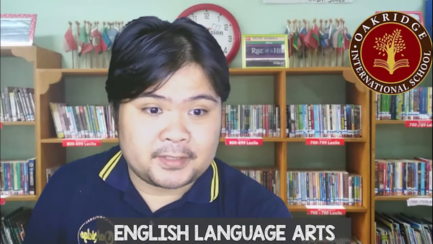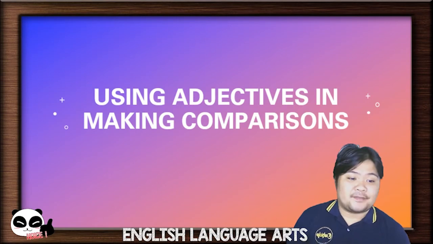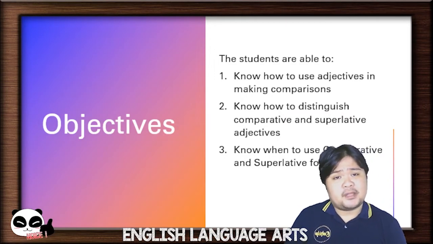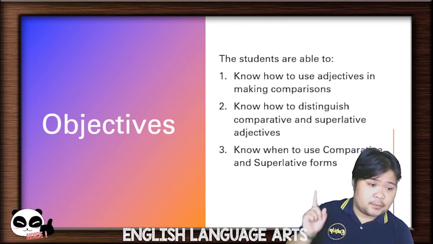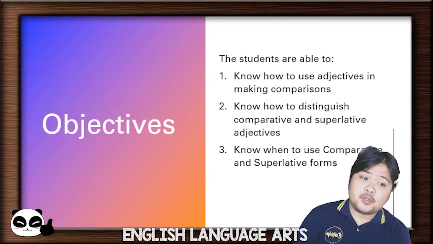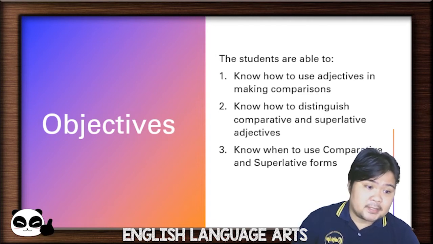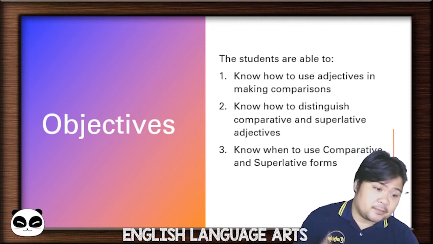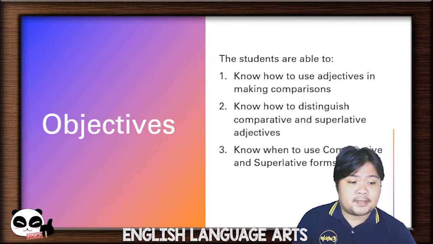Our topic for today would be using adjectives in making comparisons. Let's go to the objectives first, shall we? There are three objectives. Number one, to know how to use adjectives in making comparisons. Number two, to know how to distinguish comparative and superlative adjectives. And number three, to know when to use comparative and superlative forms of adjectives.